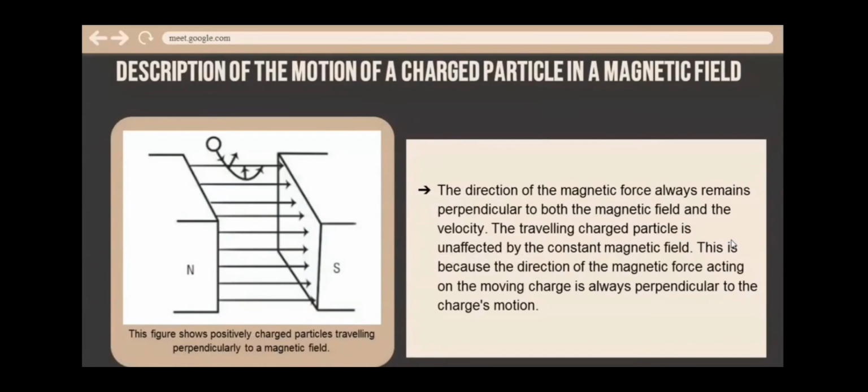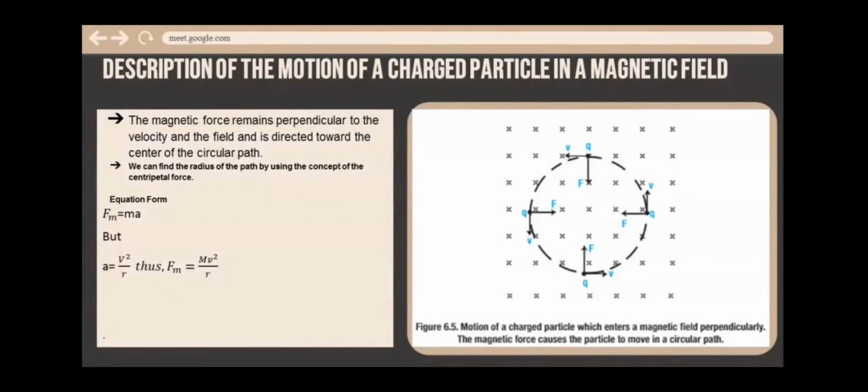Description of the motion of a charged particle in a magnetic field. This figure shows positively charged particles traveling perpendicularly to a magnetic field. A positively charged particle initially travels at right angles to the magnetic field. When it enters the field, its velocity is at right angles to the field's direction. Due to the magnetic force it encounters in the field, the charge is redirected upwards. As the charge moves upwards, the direction of the force changes. Note that the direction of the magnetic force always remains perpendicular to both the magnetic field and the velocity.